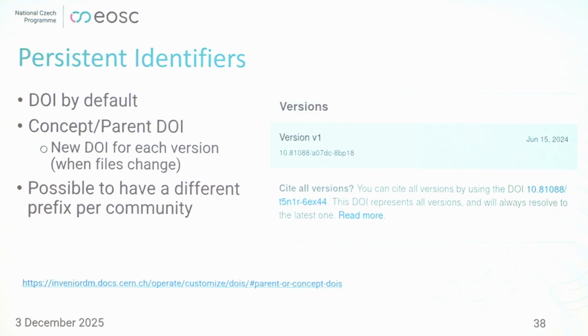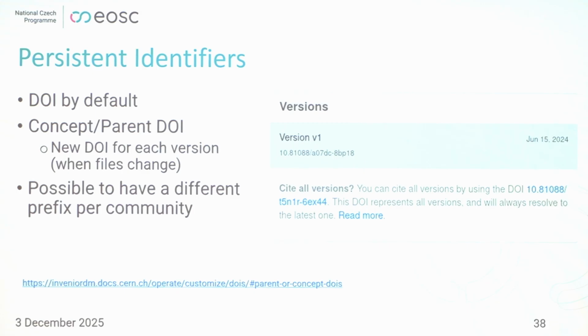There'll be an entire presentation dedicated to persistent identifiers in the afternoon. They are supported by default in Invenio. We expect DOI to be the default. If you need another one, it is possible to consult us about that.